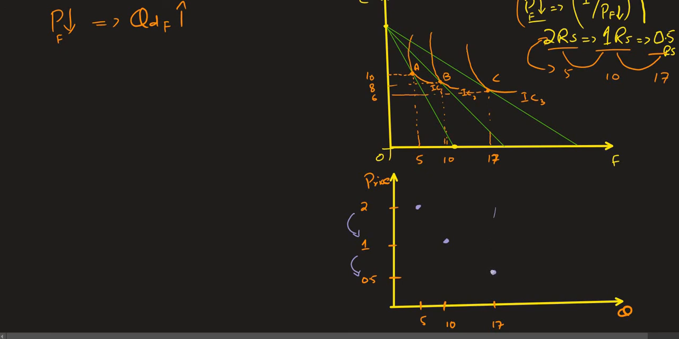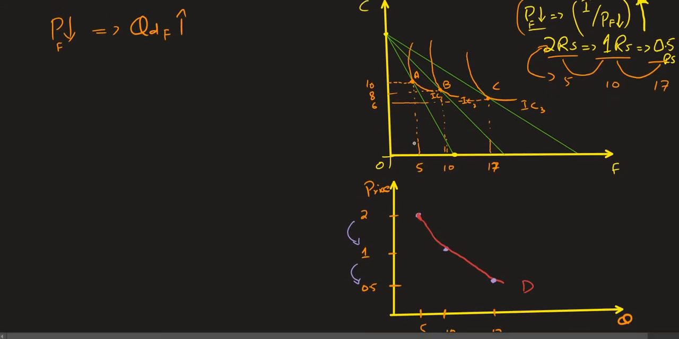These are the points we also discussed in Econ 100 at the very beginning of this course. By joining these points, what we are getting is the demand curve. This is how the demand curve is derived, from the concepts of consumer preference and the budget constraint.